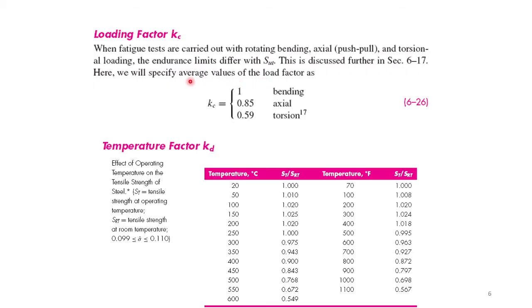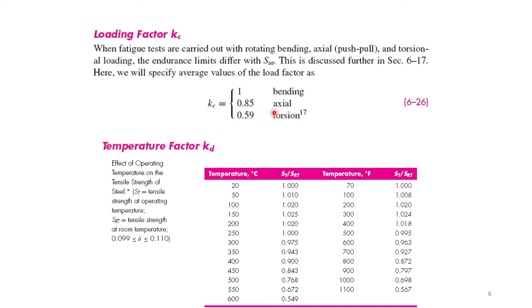KC, for example, as we said earlier, your S-E or your endurance limit was already calculated in bending. Okay? So if your fluctuating mode is still in bending, you would not need to مش هتحتاج ان انت تعمل modification لل S-E. So if your fluctuating loads are in bending, your KC, which is the load modification factor, would be 1. If the fluctuating load is axial, KC would be 0.85. And if the fluctuating loads are in torsion moments, it would be 0.59.